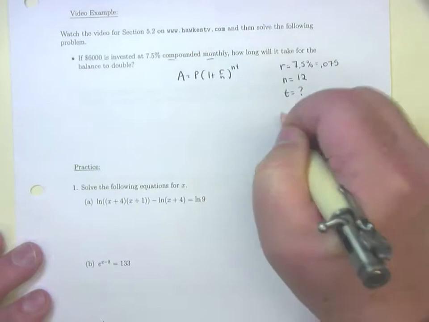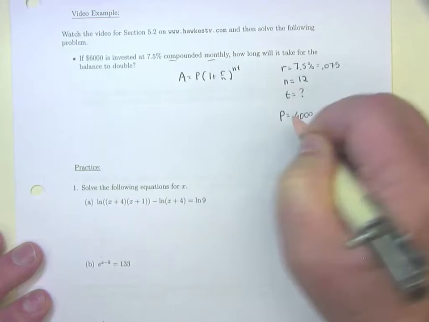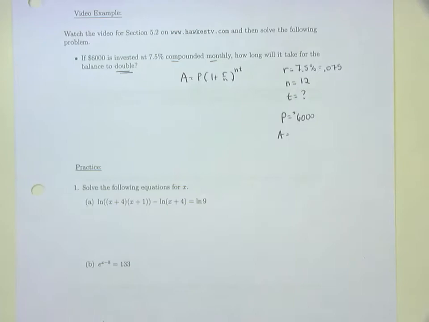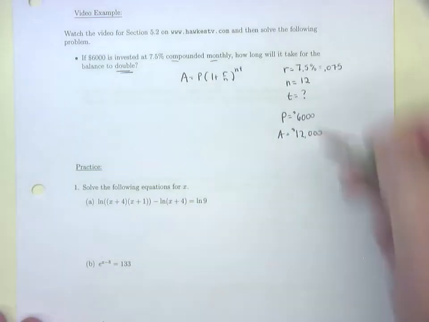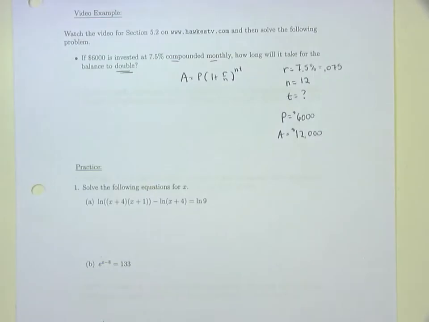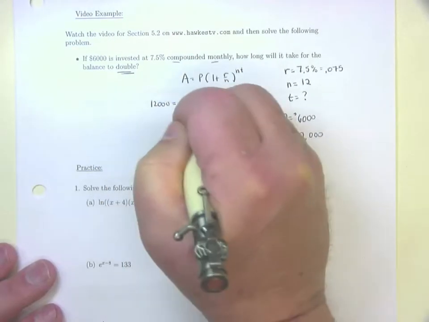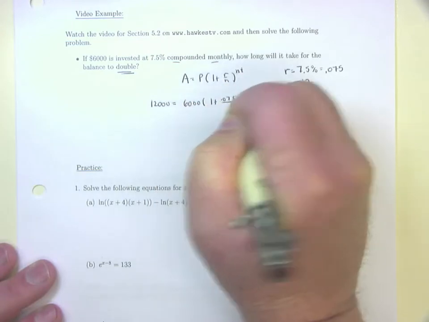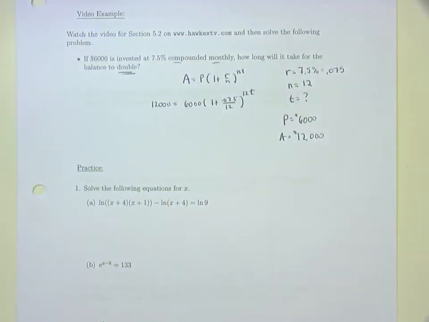You start out with $6,000. That's your principal. What is the amount you're going to get back if you want to double it? $12,000. We're going to double our investment. We want $12,000 back. The question is, how long is it going to take? So I'm going to plug these numbers into my equation: 12,000 is equal to 6,000 times 1 plus 0.075 divided by 12 raised to the 12t. And the only variable left is t.